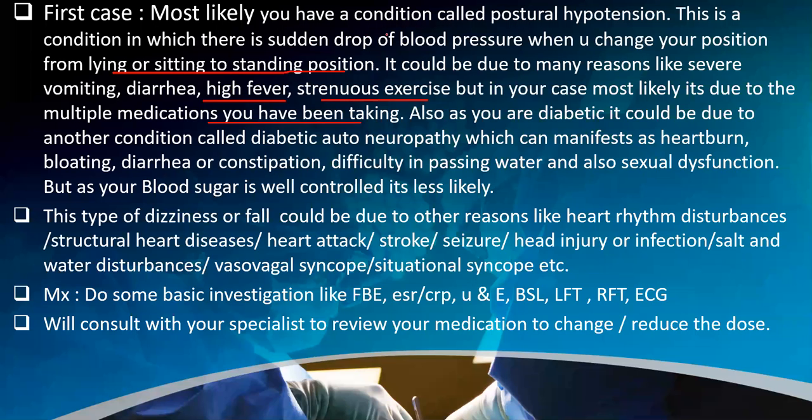On top of that, you are also diabetic. So it could be due to another condition called diabetic autonomic neuropathy, which is a complication of diabetes, and it can manifest as heartburn, bloating sensation, diarrhea, constipation, difficulty passing water, and also sometimes sexual dysfunction. But as you said, your blood sugar is well controlled, so I'm thinking it's less likely. So the medications you have been taking, the blood pressure medication, most likely that's the cause of your frequent collapse.